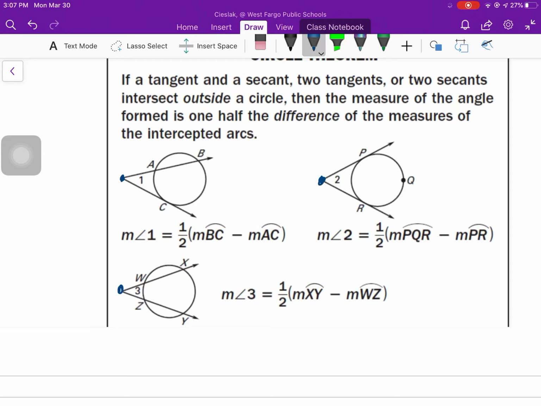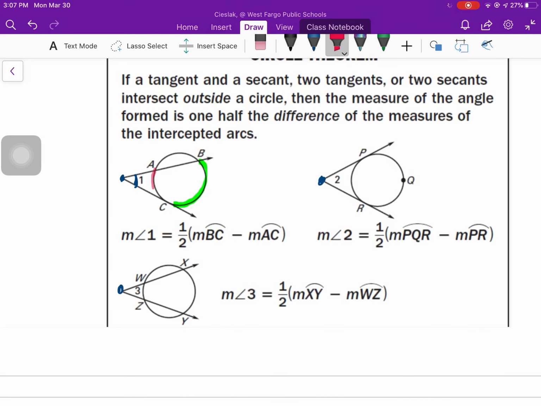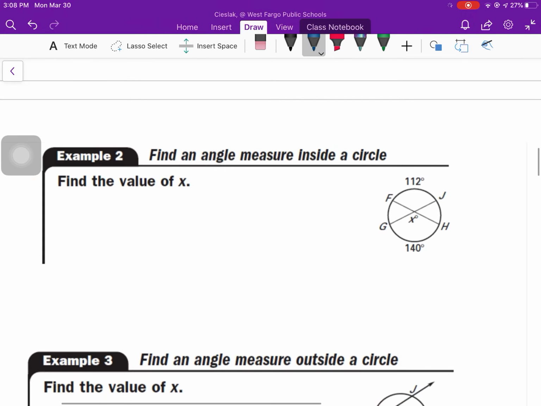Just to highlight what's going on here, this one's saying the measure of angle 1 is equal to 1/2 times, notice the parentheses there, the quantity of arc BC minus arc AC. Exact same thing in the other two. We're just subtracting there.